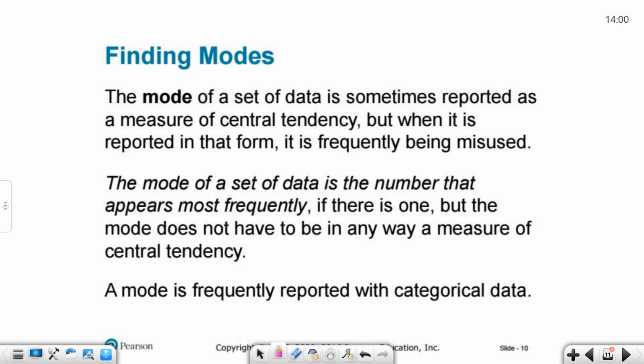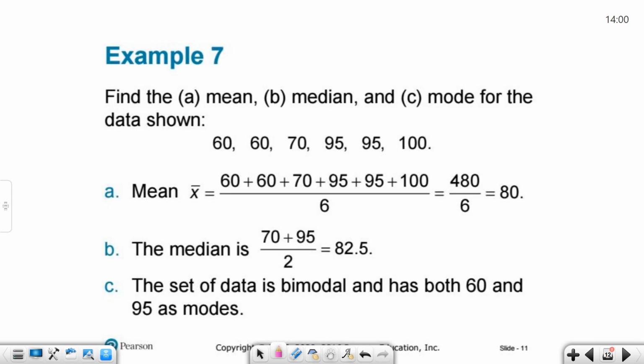The mode is the easiest one to find because it's the one that occurs the most often, the one that appears most frequently. I'm just skimming over these PowerPoint slides because you can read them. If you needed me to slow down on them, you can read all of those. What you need me to do, though, is work the problems. So that's why I flipped through those quickly.